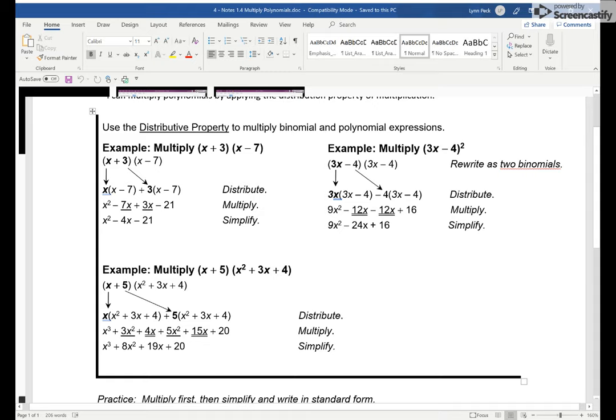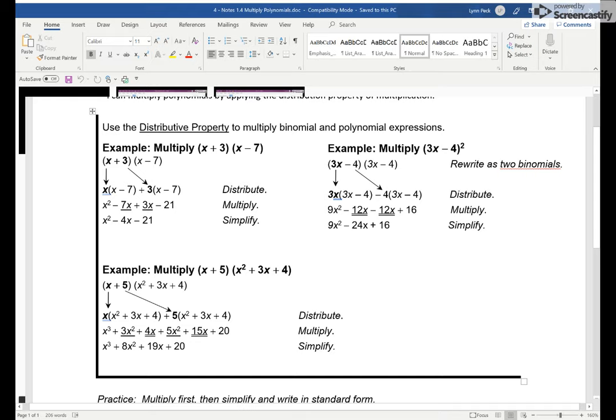All right, now I'm going to jump down to number 8. The reason number 8 is a little bit trickier is because it's got two variables, but it's still just a binomial. So we're going to FOIL it. The x is going to get multiplied through. So x times 3x is 3x squared. X times negative y is negative xy.